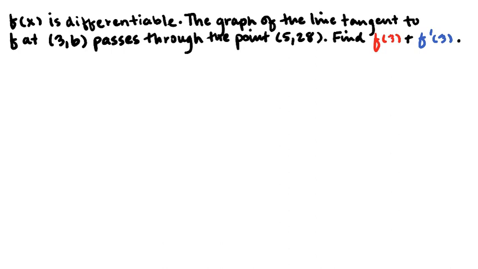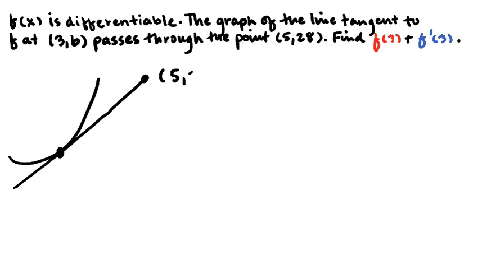Well, what I'm going to do is just draw a little diagram. Okay, well, here's the graph of f. Maybe I'll draw the line tangent to f like that. And maybe that's 5 and 28. The point it passes through is 3, 6. Okay, so I'm just going to do this piece by piece. So f of 3, what is f of 3? Well, f of 3 is the y-coordinate of the point on the graph of f where x equals 3. So that's going to be 6.